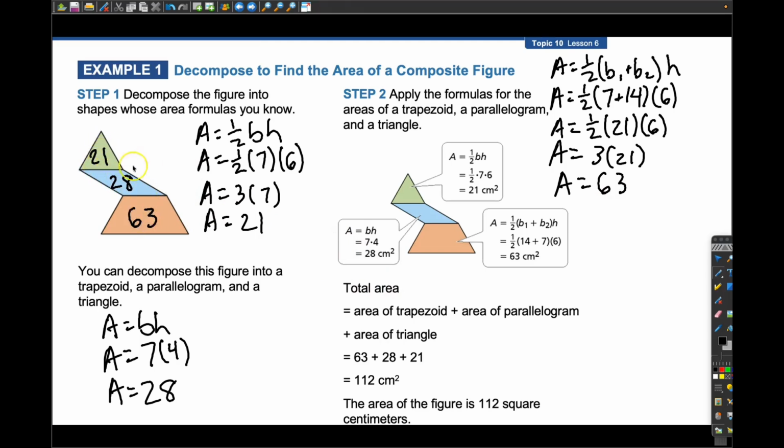This is all a combined weird shape, so we will add them all together. 21 plus 28 plus 63 will equal 112, and it's centimeters squared. Okay? Pause it if you need to. Finish taking notes. Go back slowly. Go back 2 or 3 times if you need help. You got all the time in the world.